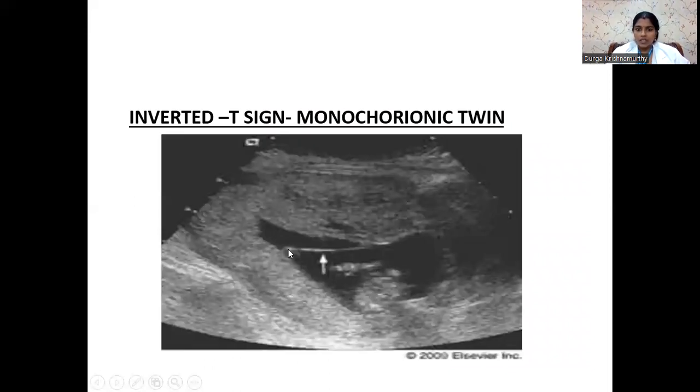Here, the membrane, which is very thin, goes at right angles to the developing placenta. That is called the inverted T sign. And there is no chorionic tissue, or chunk of isoechoic tissue, getting in between the membranes. So this type is called monochorionic, and it is diamniotic only because you have a dividing membrane there.